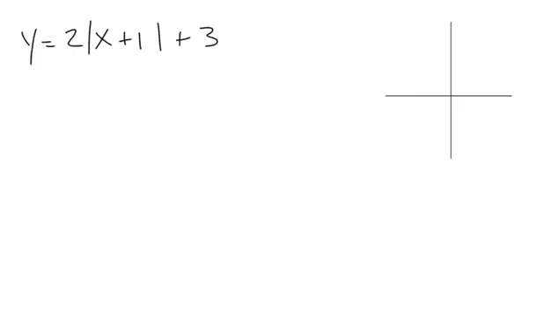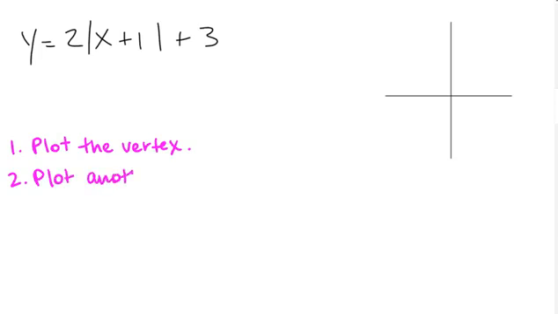So in general, our steps for graphing these things are going to be, first we're going to plot the vertex. I'll show you how to do that. We're going to plot some other point. And then we're going to use the symmetry of the graph to basically reflect that second point, you get a third point, and then we'll connect dots.